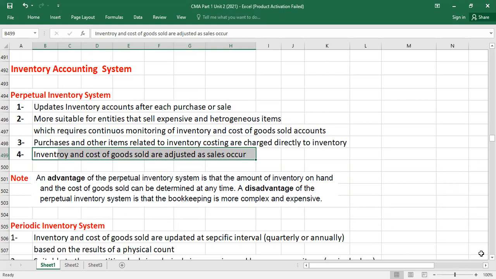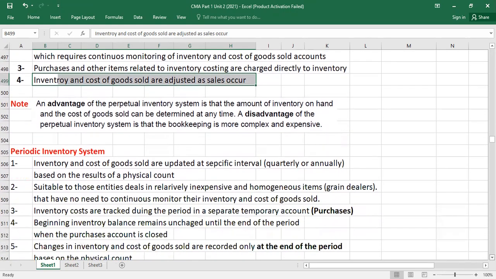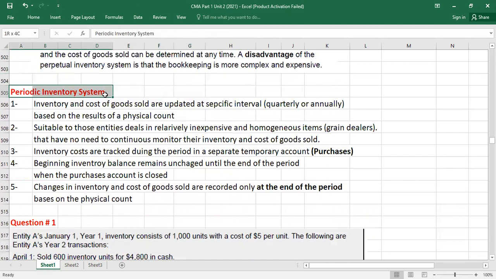On the other hand, we have the periodic inventory system. Under the periodic inventory system, you know what the main idea is? You will not update your inventory records after each sale or purchase. Here you will calculate the value of closing inventory based on a physical count, but after a specific time period. Maybe it could be the end of the quarter, or the end of the year. So here we go. We have overall 5 points here.